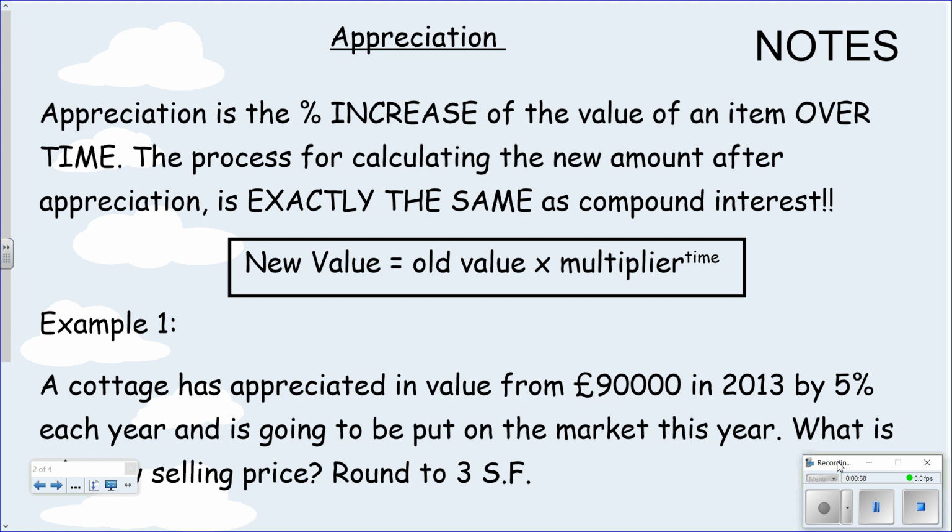Okay, so we're looking at appreciation. First of all, we need to know what that means. Well, appreciation is the percentage increase, that's the important bit, of the value of an item over time. So it's going up. Appreciation is all about an increase in value, so it's going to go up the way.